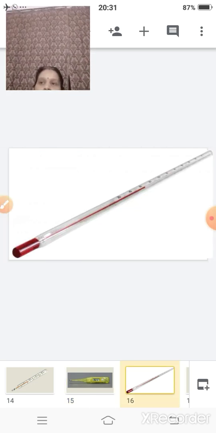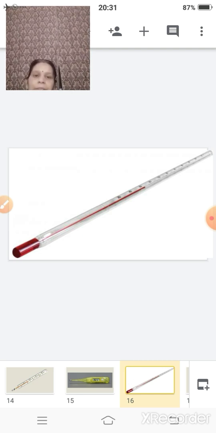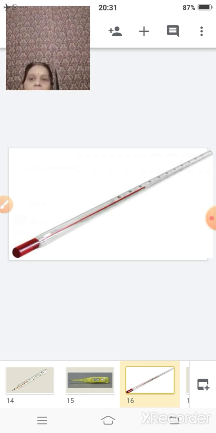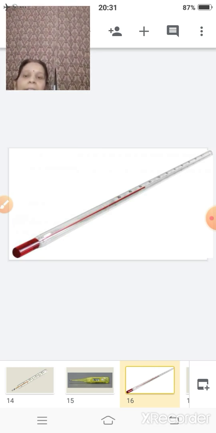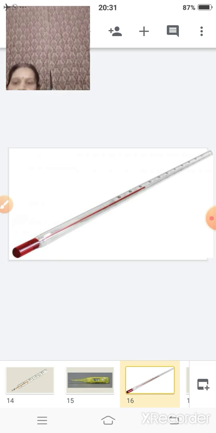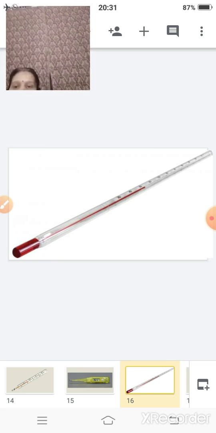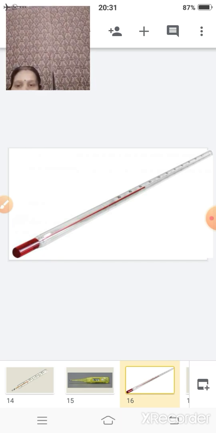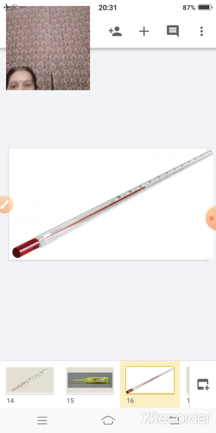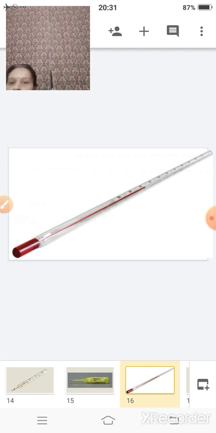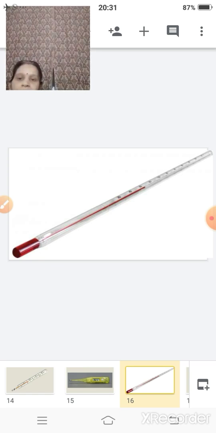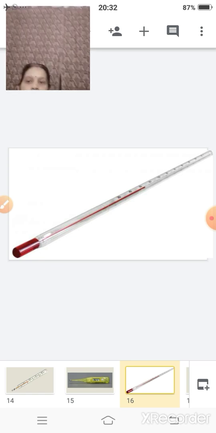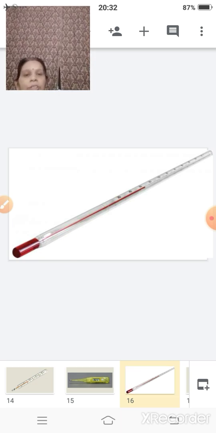This is your laboratory thermometer. Now what is your laboratory thermometer? This type of thermometer we use in our labs. This is used to measure the temperature of a hot object such as boiling water, or sometimes even to take the temperature of cold water, or the ice. So such types of thermometers are used in your laboratory.